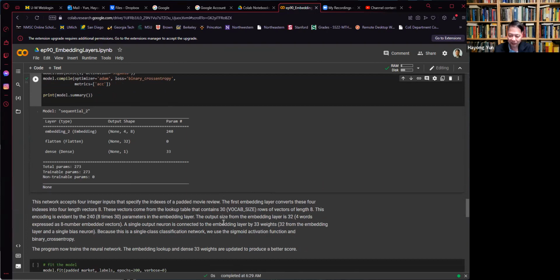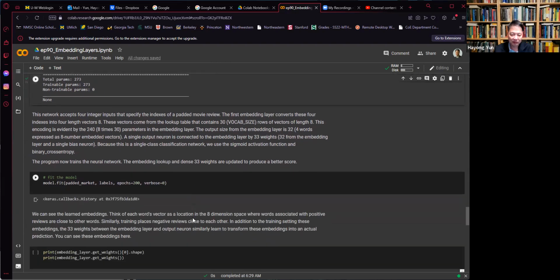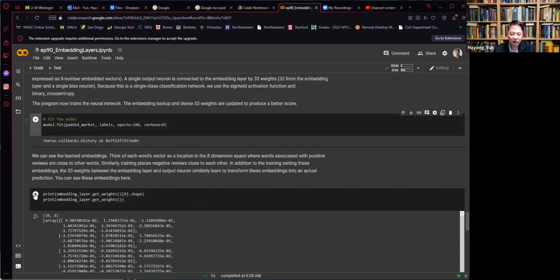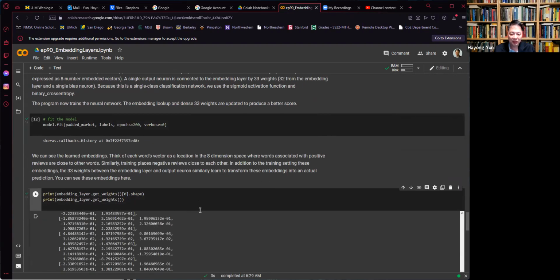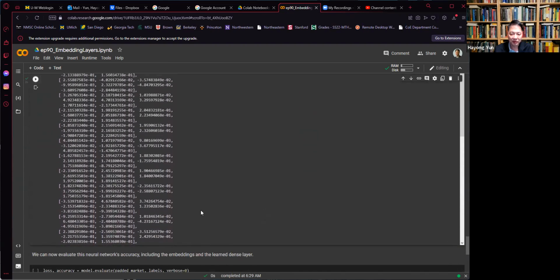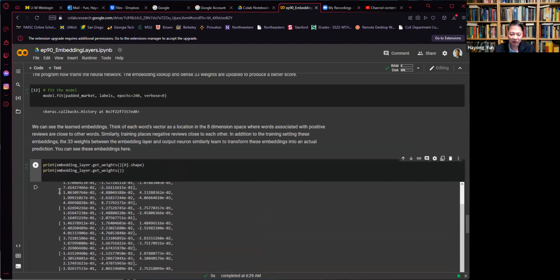Then the output size of the embedding layer is 32. 4 words expressed by 8 numbers in the embedding layer, and then it puts out here. So let's fit that. Okay, it does it rather quick. And then what does that do? Well, it basically does the embedded learning, basically translated into 1, 2, 3, 4, 5, 6, 7, 8 numbers for each of these categories.